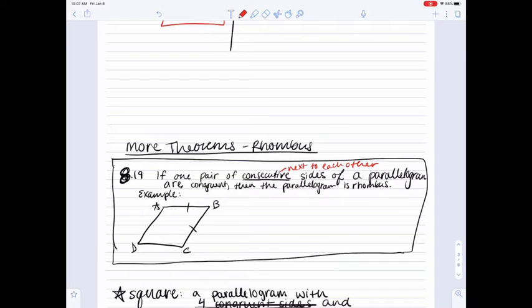Okay, so our example is if AB is congruent to BC, then the whole thing, parallelogram ABCD, is a rhombus. And actually we can mark up the rest of the parallelogram with the single marking. I'm sorry, the rest of the rhombus.